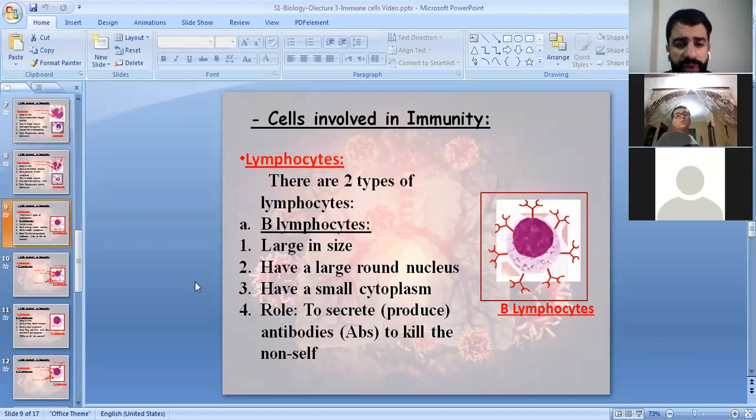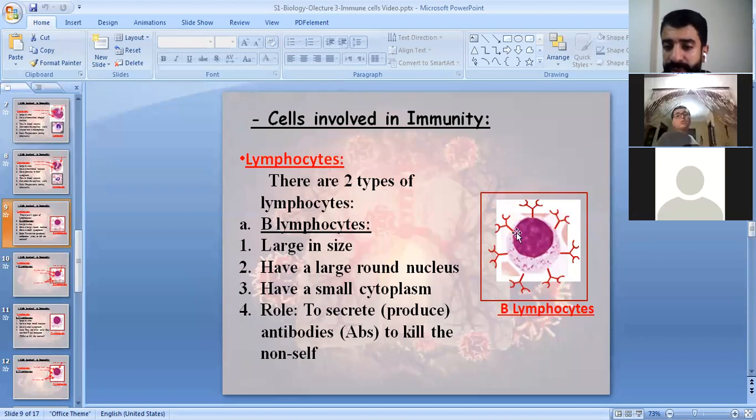Lymphocytes. Among the cells involved in immunity, you have lymphocytes. There are two types of lymphocytes. We have B lymphocytes and T lymphocytes. B lymphocytes are large in size and they have a large, giant nucleus and small cytoplasm. The role of the B lymphocytes is to secrete, or produce, or release antibodies to kill the non-self cell.